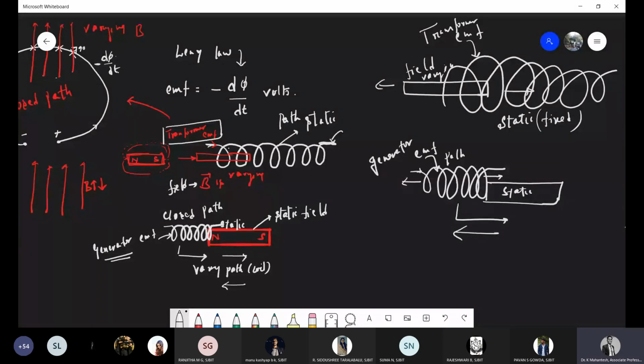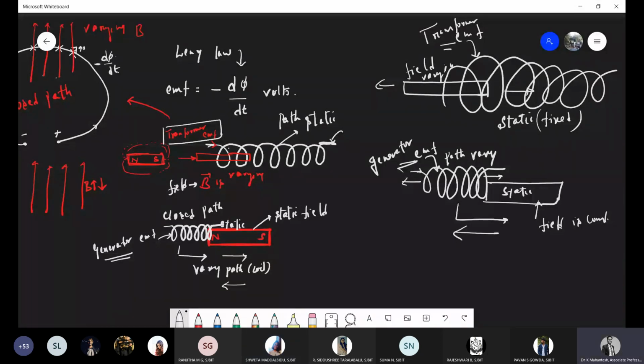See here, the path varies, but the field is constant. Field will not vary, or field is constant. Then also it will generate an EMF. You call it as generator EMF. Here it is transformer EMF. Any doubt? No, sir. Okay, good.